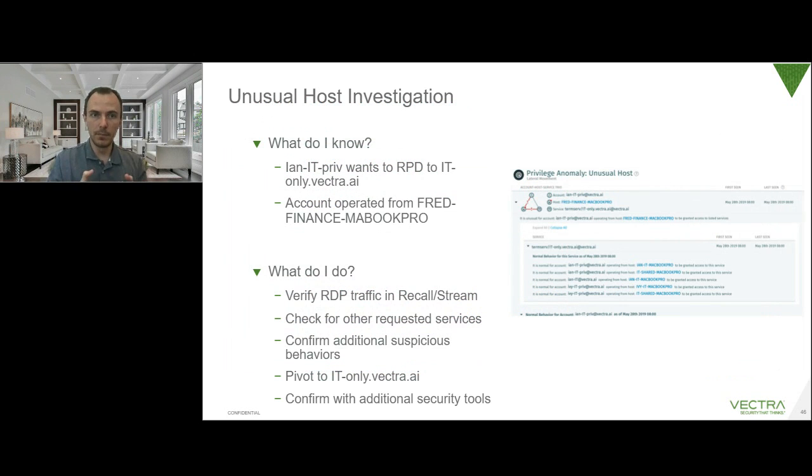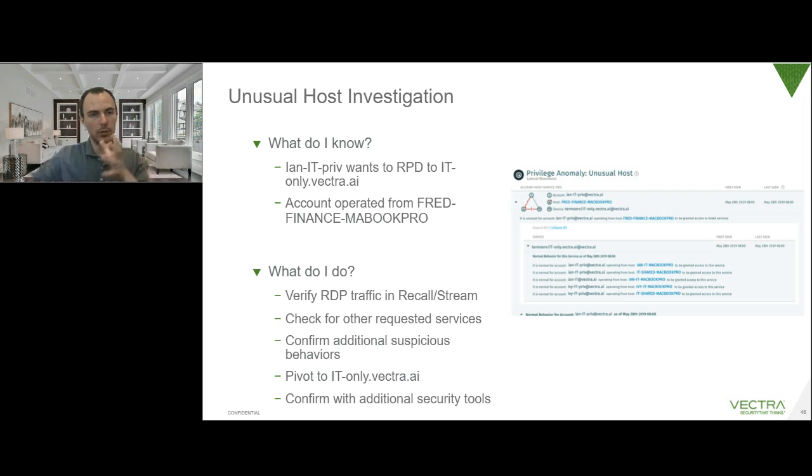So what do we know? We know that the priv account for Ian IT wants to RDP to that IT-only system. We know that the account is being operated from the finance machine. So how do we dig into this? First of all, we want to verify the RDP traffic. This is available in Recall Stream. We'd have a PCAP sample as well, but for simplicity, the metadata makes it easier to parse through.